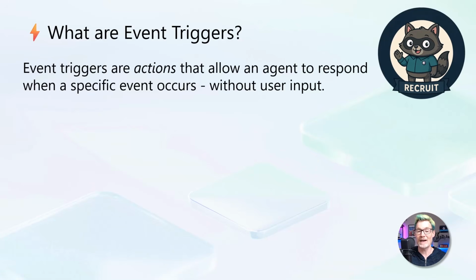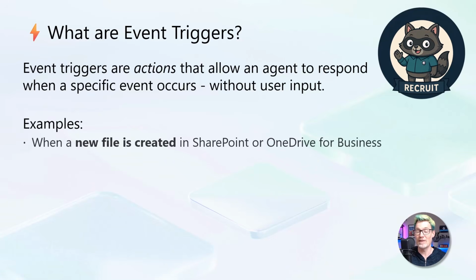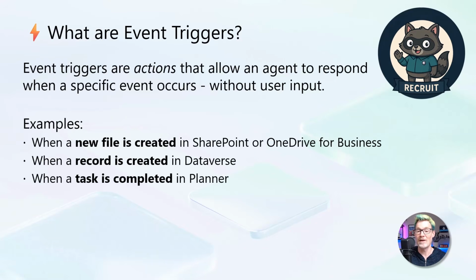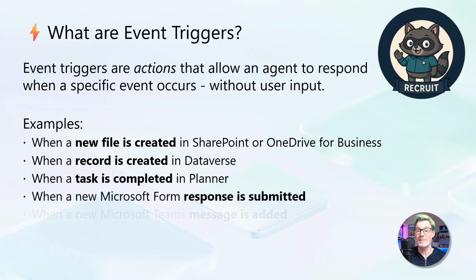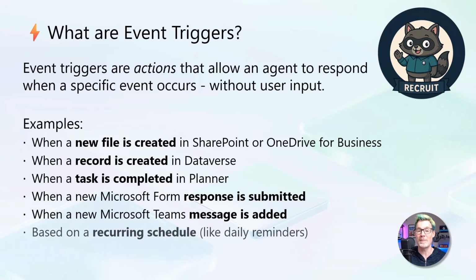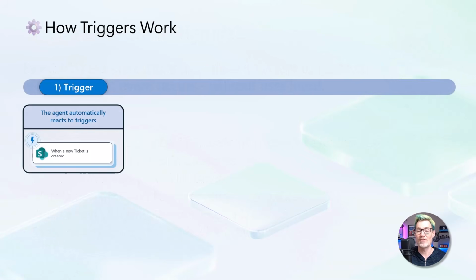Event triggers are actions that allow your agent to respond when something specific happens, without the user doing anything. A file is created in SharePoint or OneDrive, a record is created in Dataverse, a task is completed in Planner, a form response is submitted, a team message is added, or maybe it's just based on a recurring schedule like a daily reminder.